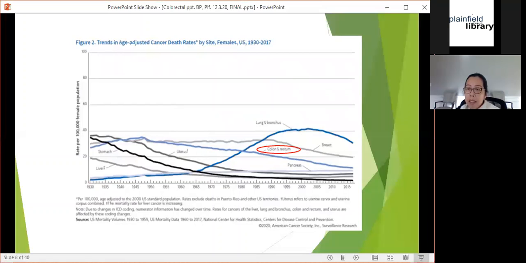For women, lung cancer deaths are much lower than in men. Colorectal cancer is still the third leading cause of cancer deaths in women. The rate is slightly lower than in men. Next.